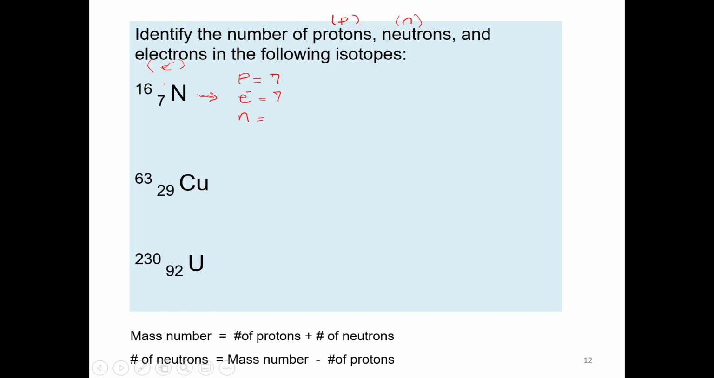And what we have to do is just subtract 16 minus 7 to get the number of neutrons. Mass number minus number of protons, which is the atomic number. And it will be 16 minus 7, which equals 9.